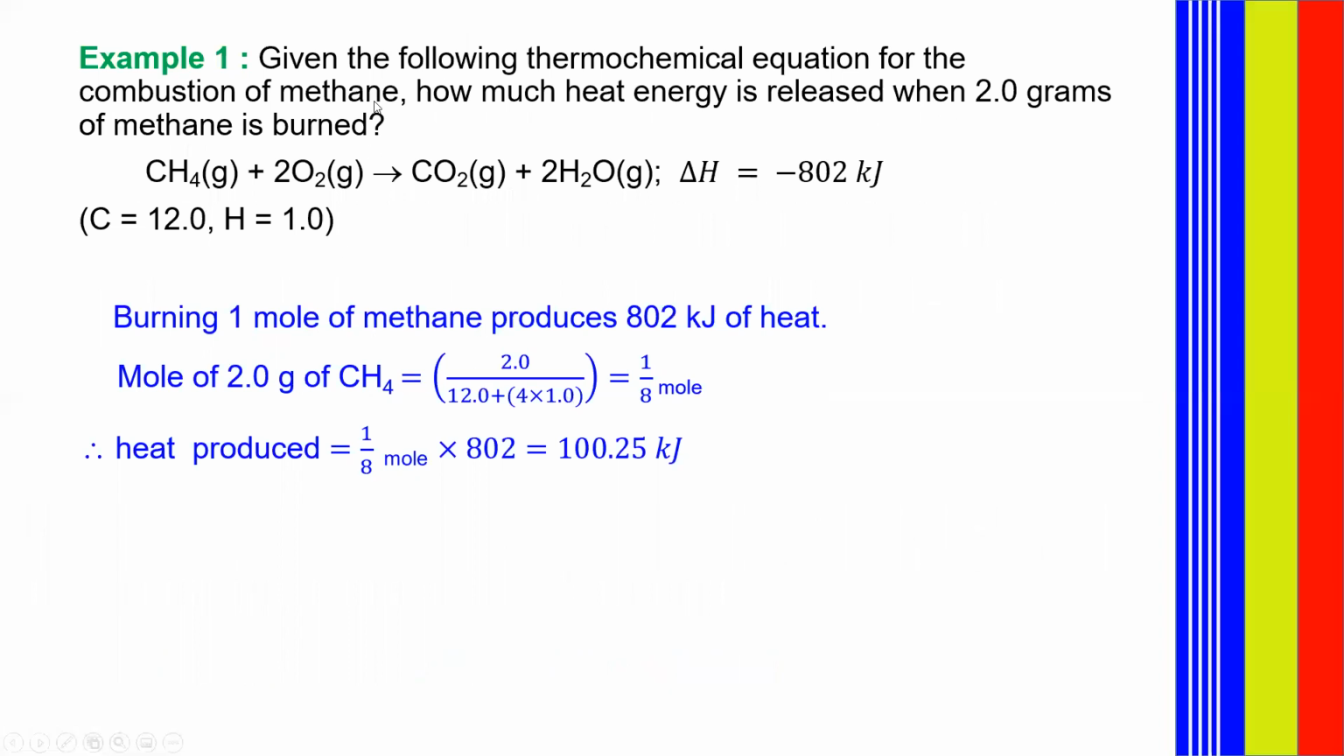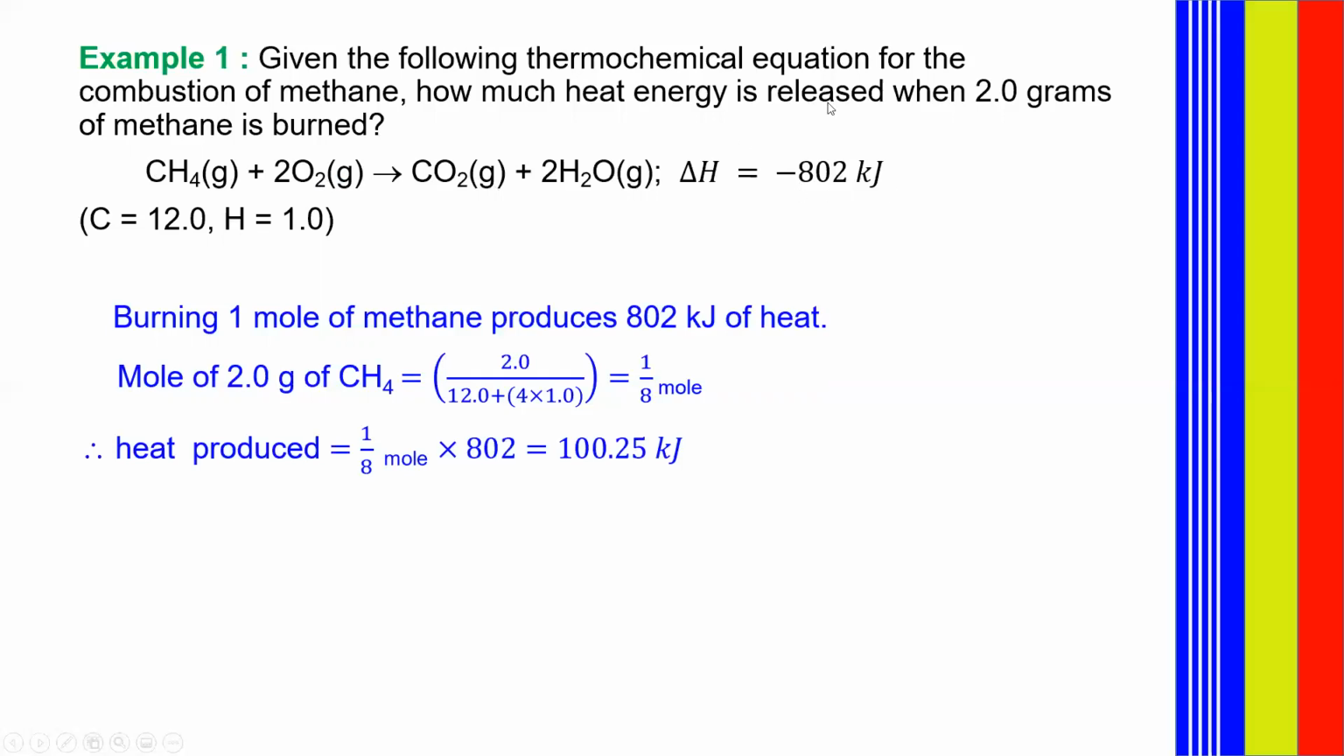Now, let's look at an example. Given the following thermochemical equation for the combustion of methane, how much heat energy is released when 2 grams of methane is burned? Now, don't be in a hurry to quickly answer this. You have to make sure that this equation is first balanced. So 1 C, 4 H, and 4 oxygen there. So it's balanced, and it gives you delta H equals minus 802.